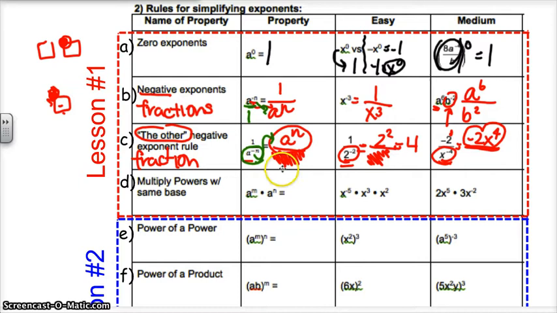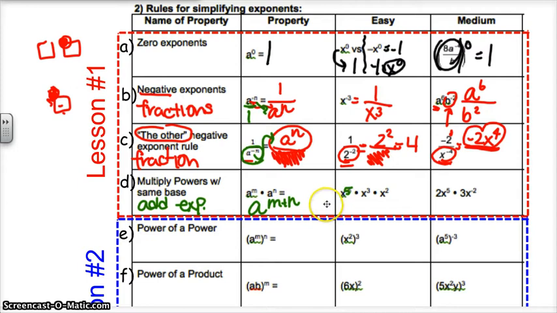Multiplying powers with the same base. This is a to the m power times a to the n power. What you do when you have powers being multiplied by the same base is you end up adding the exponents. So this is going to look like a to the m plus n. In your notes, I believe that's a positive 5.